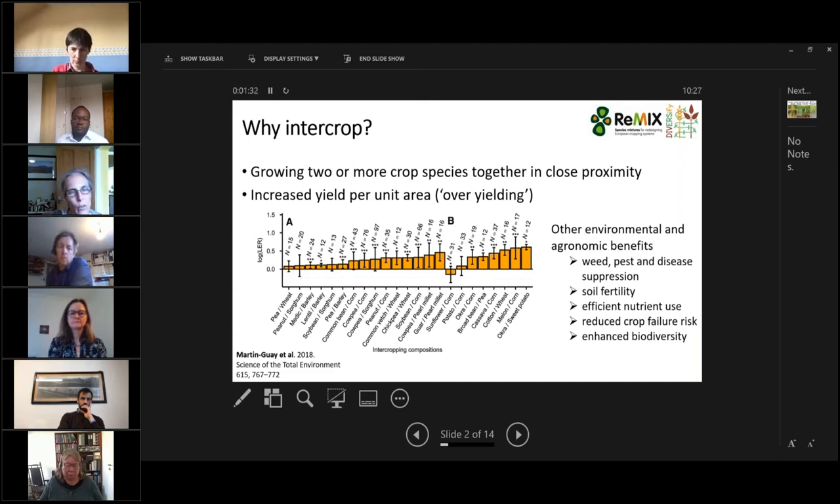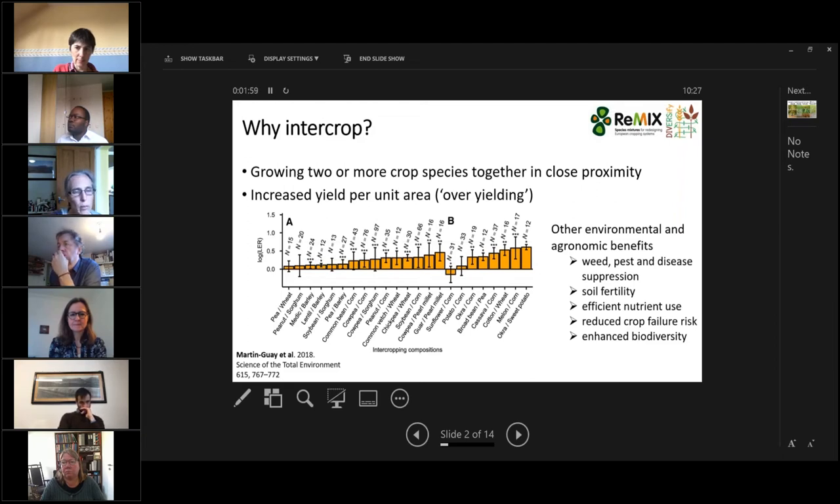A metric that's often used to measure this is called the land equivalent ratio. What this basically does is look at the yield of an intercrop, so the two or more crop species grown together, as a ratio of the yield of those crops if they were grown in monoculture. Any value greater than one means that the intercrop has given a bigger yield per unit area of land than the crops grown as sole crops or in monoculture.